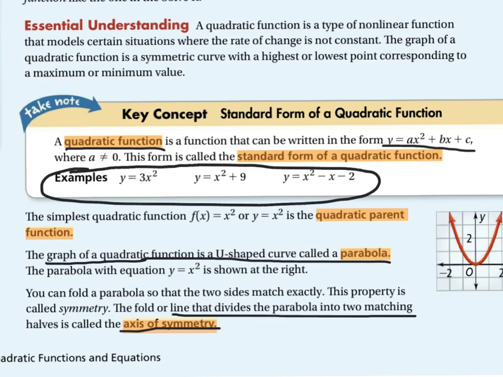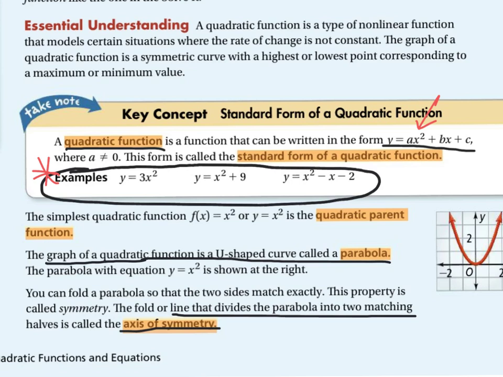So a quadratic function we can write in the form y equals ax squared plus bx plus c, where a is not equal to 0. Obviously, if we had 0x squared, the x squared is not doing anything. So we want to have some number next to the x squared, or if it's just a plain x squared, you could put a 1 next to it, that'd be fine also. So here are some examples of quadratic functions.